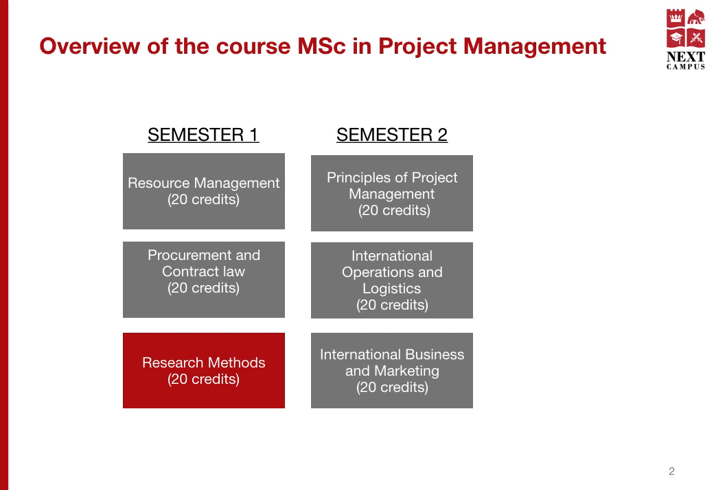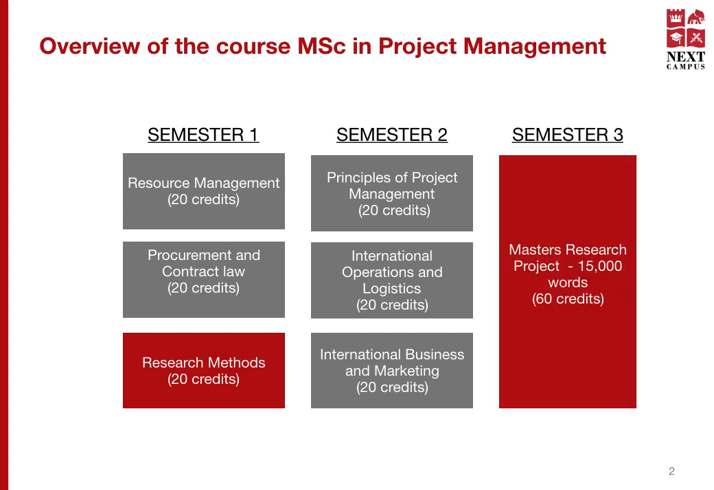Now let's look at semester 3, which looks like one subject, but if you look carefully, it is the master's research project, which is worth 15,000 words. And as you see, this master's research project is worth 60 credits, or it is equivalent to 3 subjects. So this is how the 3 semesters fit in your MSc Project Management, and as with any master's program, it is worth a total of 180 credits.